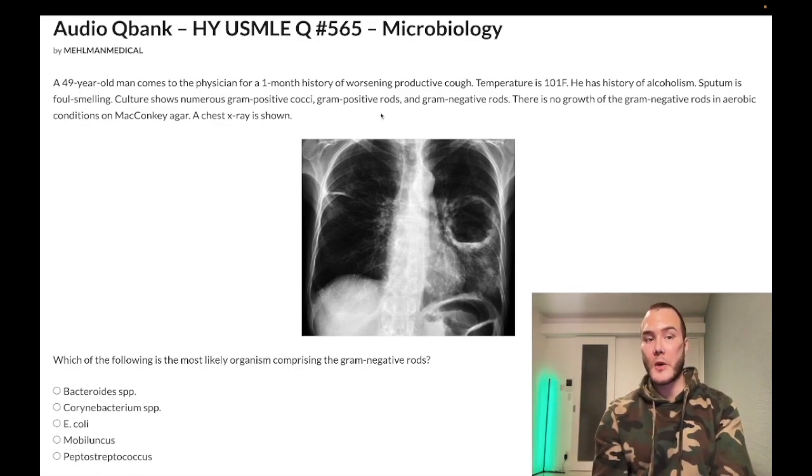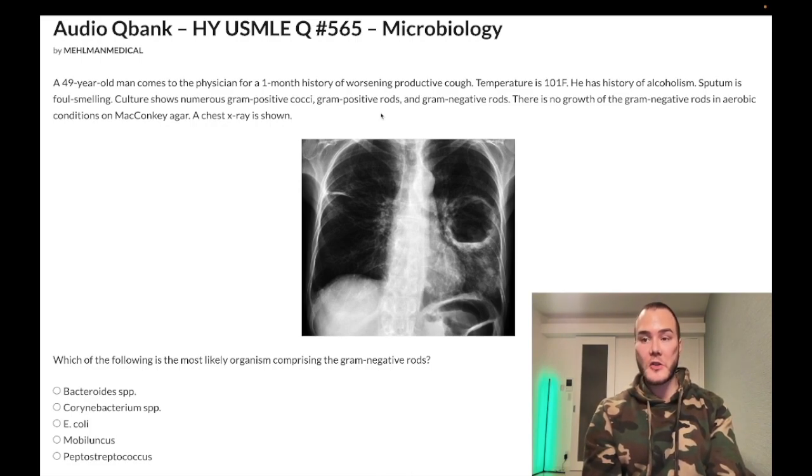Now start the clip. So, 49-year-old man, 1 month history of worsening productive cough, febrile at 101 Fahrenheit. He has history of alcoholism. Sputum is foul smelling. Culture of the sputum shows numerous gram-positive cocci, gram-positive rods, gram-negative rods. There is no growth of the gram-negative rods in aerobic conditions on MacConkey agar. Chest x-ray is shown. And the question wants to know which organism represents the gram-negative rods.